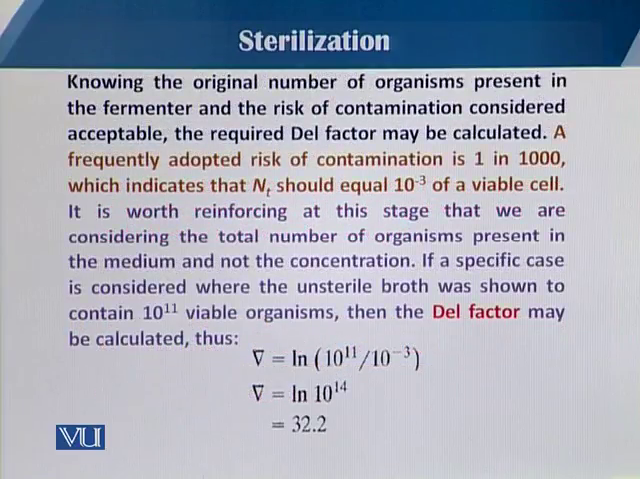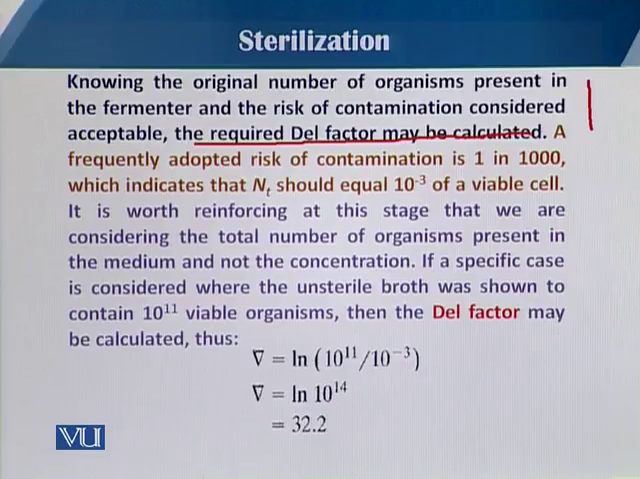Knowing the original number of organisms present in the fermenter, or the risk of contamination considered acceptable, the required del factor may be calculated. We have discussed the del factor in our previous module, and I told you that we will discuss it in detail in a later module. If the adopted risk of contamination is 1 out of 1000, it indicates that N_T should be equal to 10 raised to power minus 3 viable cells.